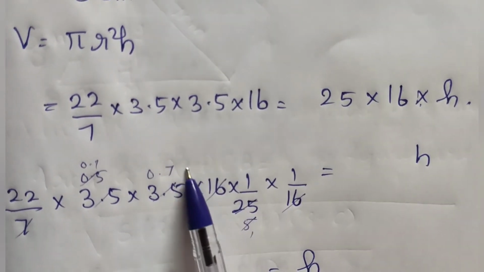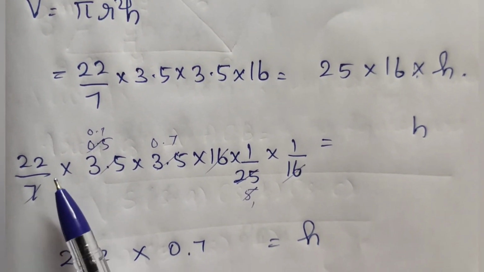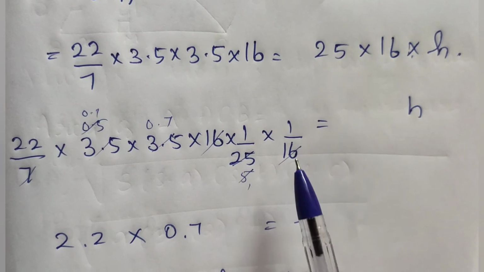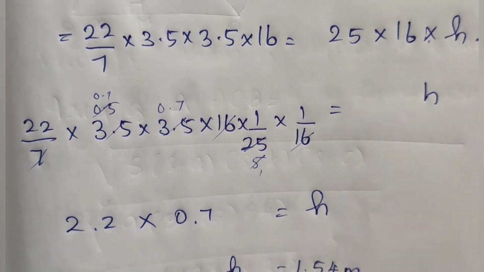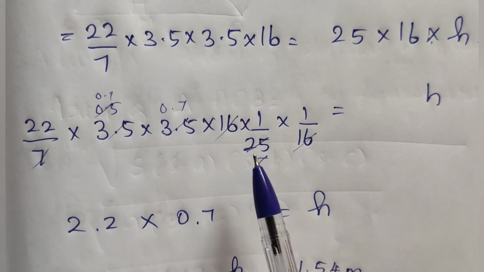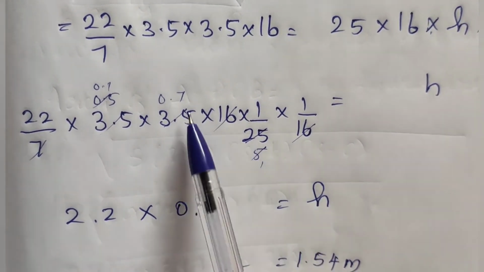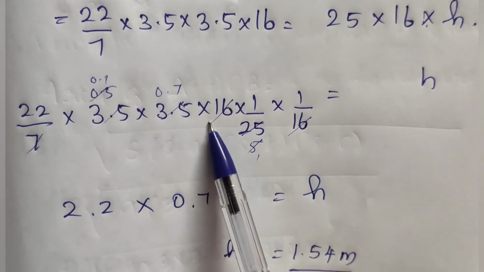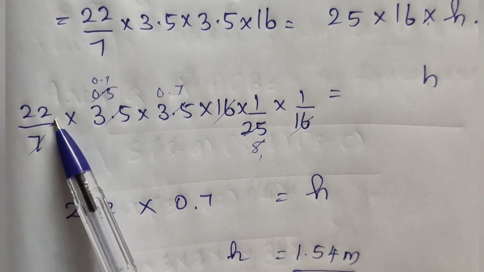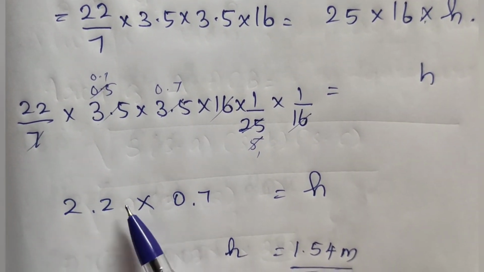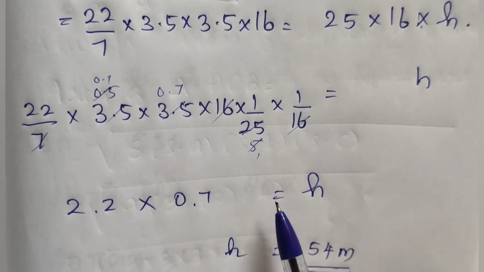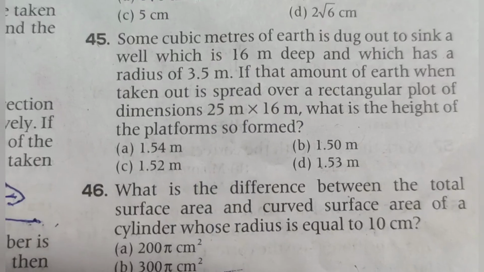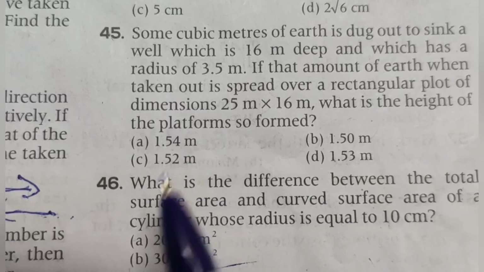H is equal to, take everything to this side, it becomes reciprocal. So we get 22 by 7 into 3.5 into 3.5 into 16 into reciprocal 1 by 25 and reciprocal of 16, 1 by 16. Well, 7 goes in 3.5 0.5 times. Now 5 goes here 5 times, 5 goes here 0.7 times. And so 16 and 16 get cancelled. And 22 into 1, 22, and 0.1, 2.2 into 0.7 is equal to H. So H is equal to 1.54 meter. Height of the rectangular plot is 1.54 meter.